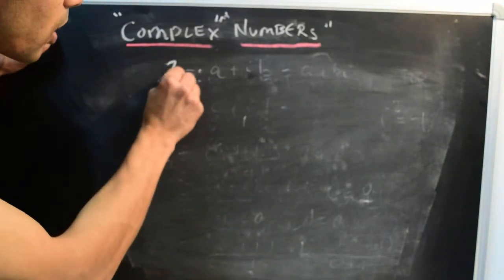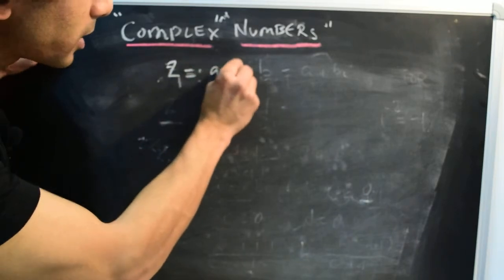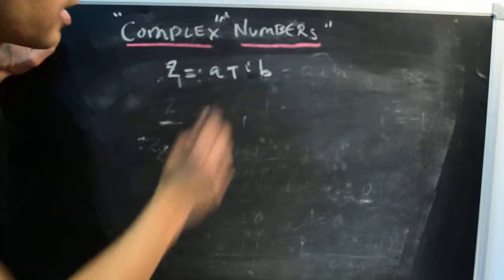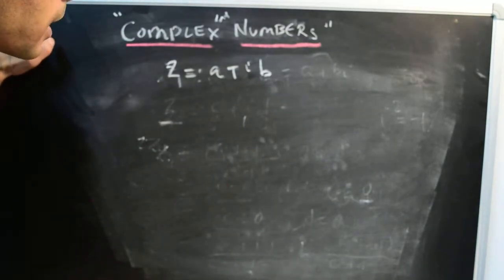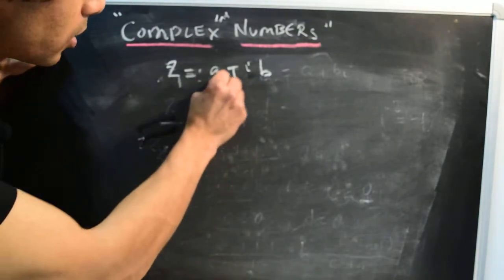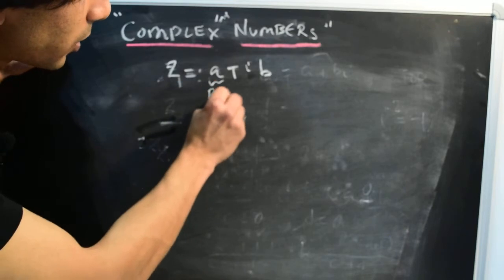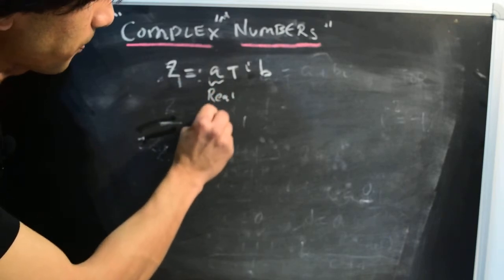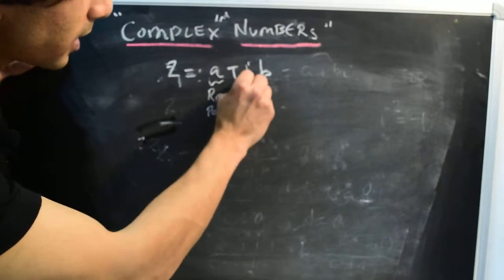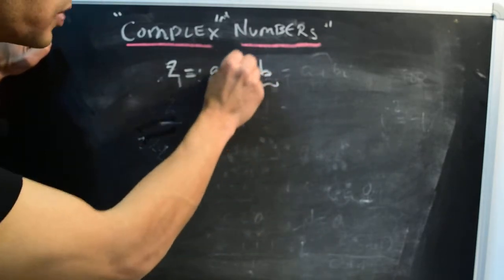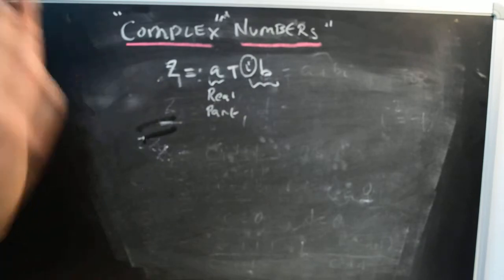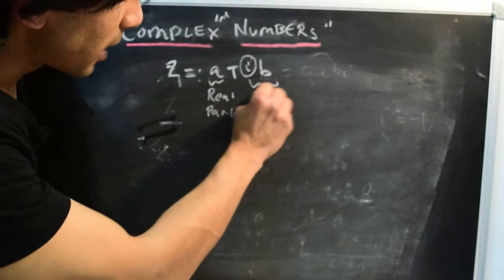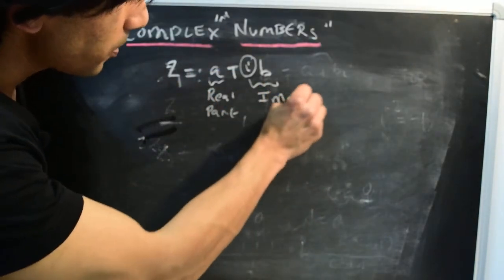So let's say we have an object of the form a plus ib. We called this object a complex number. So it has a real part, which is this. So that's the real part of the complex number. And it has an imaginary part, which carries with it the symbol i. So let's just write this as an imaginary part for now.